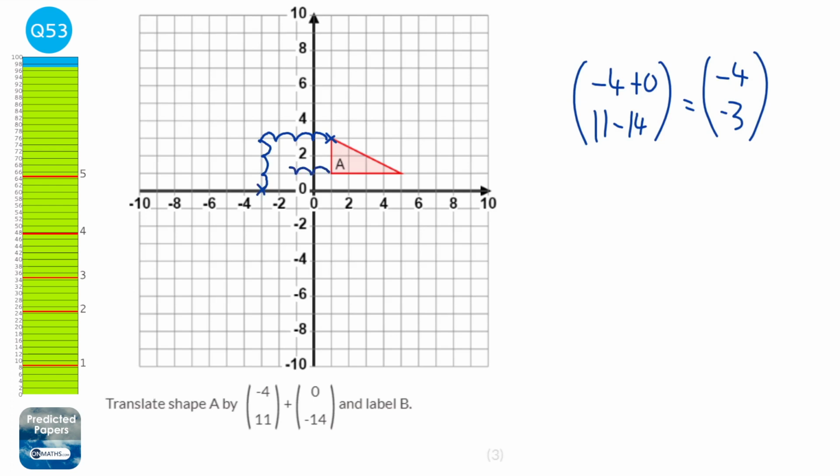So 1, 2, 3, 4. 1, 2, 3. 1, 2, 3, 4. 1, 2, 3. And when we've done that, we can join them all up with straight lines and label the new shape B.